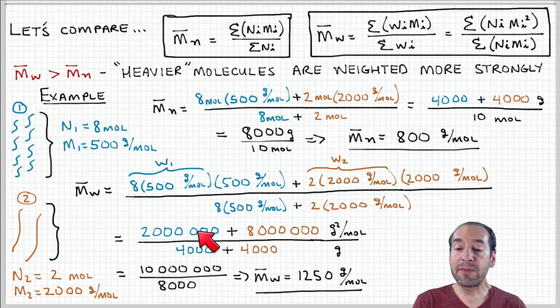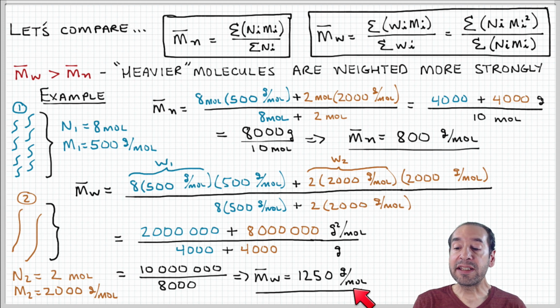So this gives me some different quantities. In the numerator, I have, I think, 2 million plus 8 million. And this quantity has units of grams squared per mole, because notice I'm multiplying grams per mole squared times moles. So that gives me grams squared per mole. And in the denominator, I have moles times grams per mole. So that is units of grams. And so I have 8,000 grams. So this adds up to 10 million grams squared per mole in the numerator, divided by 8,000 grams, gives me a result for the weight average molecular weight of 1,250 grams per mole.